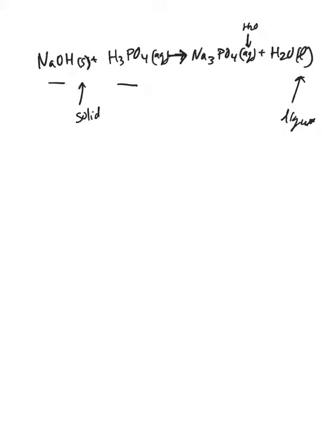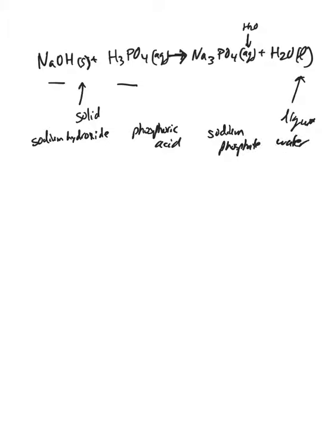And so sodium hydroxide plus phosphoric acid makes sodium phosphate plus water. It takes lots of words to write that out. By using our chemical symbols, our chemical formulas, we can write that in a much shorter, neater way.